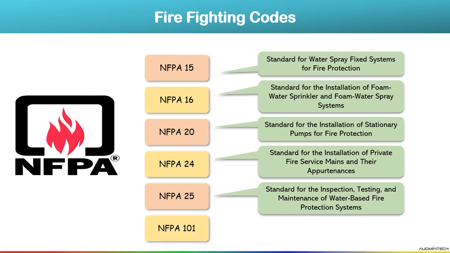Now we have NFPA 101. This NFPA 101 is the standard for the life safety code. It is used to protect people based on building construction, protection and occupancy features that minimize the effect of fire.